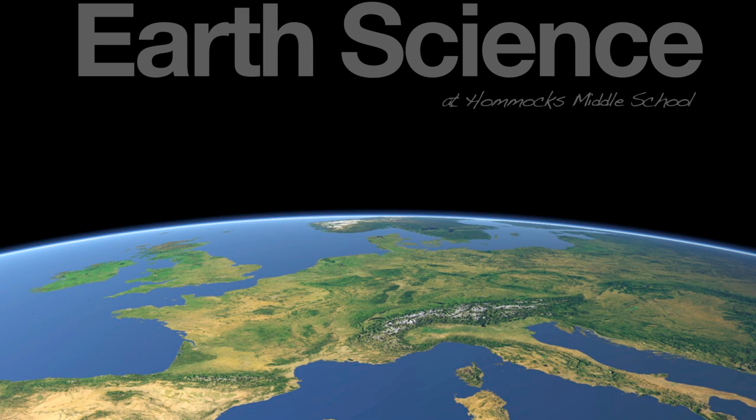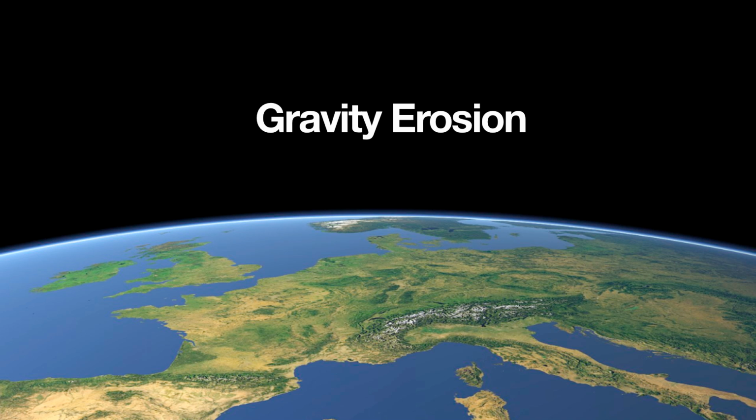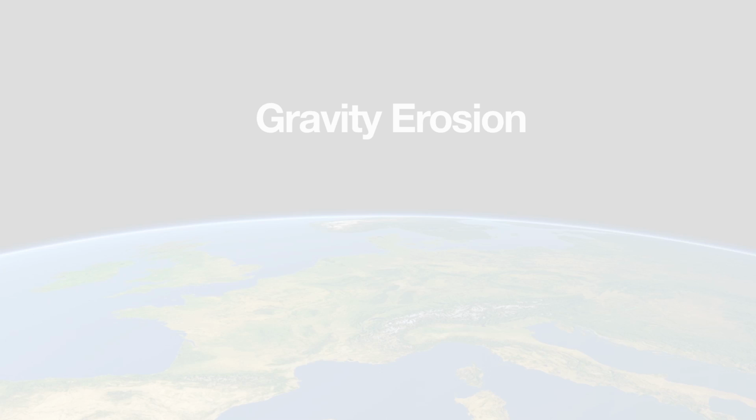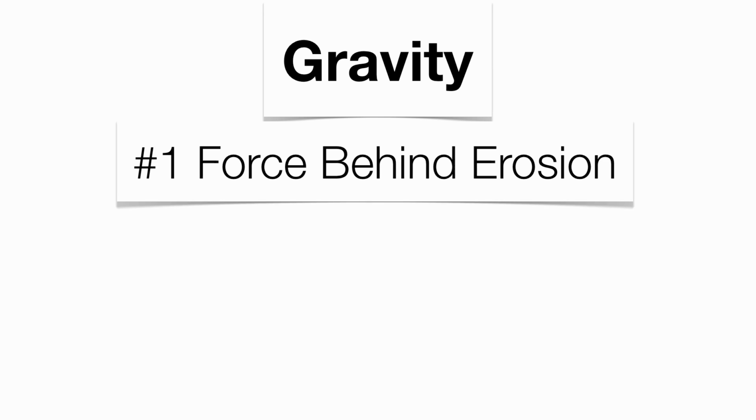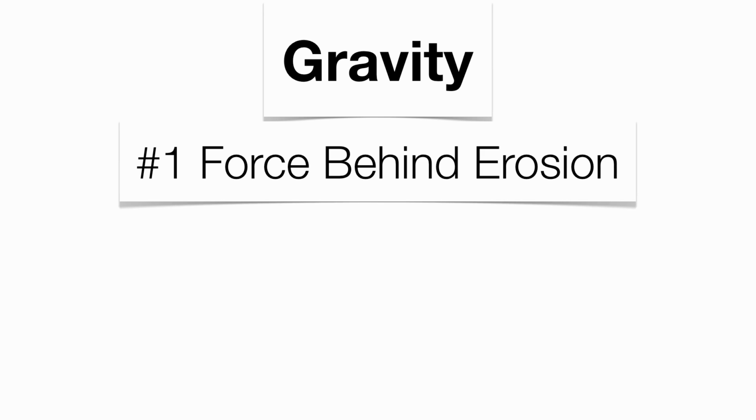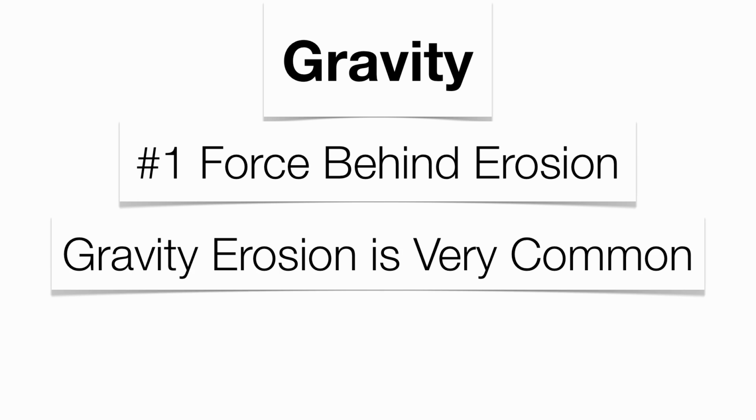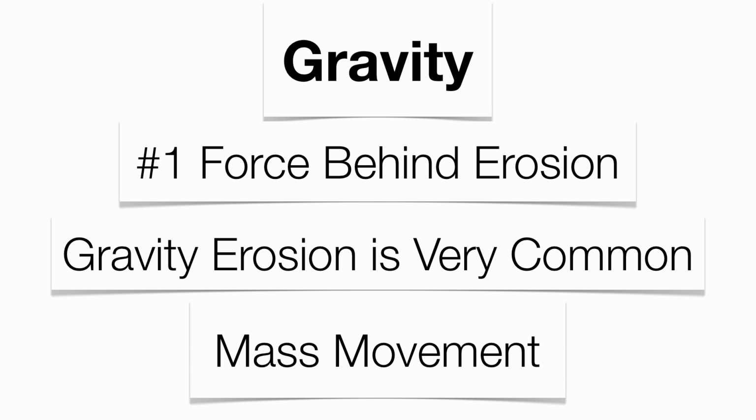Today we're going to focus our attention on gravity erosion. Now gravity erosion is a very important item here that we're going to talk about very simply because gravity is going to be the number one force behind erosion. Even though it actually is an erosional force, it's the number one force behind all erosion that takes place with water, wind, and glaciers. Now it is quite common, especially in areas that tend to get a lot of rainfall, you tend to get quite a bit of gravity erosion. That's what we call mass movement.